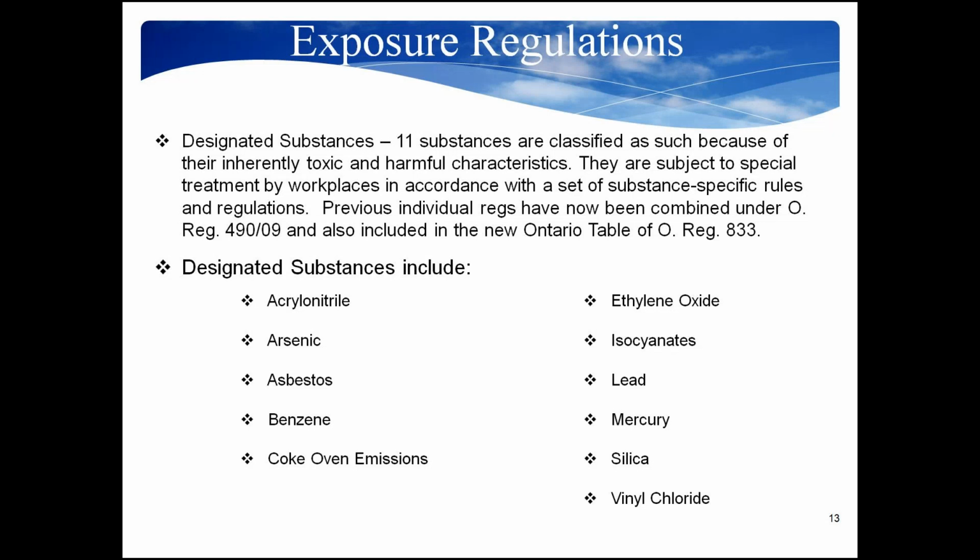Under Reg 490, we have 11 designated substances listed here. So these are 11 substances classified as such because of their inherently toxic and harmful characteristics. And they're subject to special treatment in workplaces in accordance with a set of substance-specific rules and regulations. And these used to all have their own individual regulations, but now they've all just been consolidated into OREG 490.